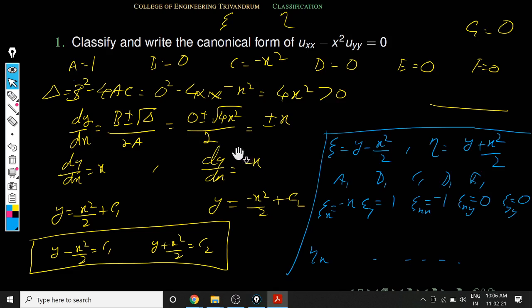You should complete this problem. Remember one thing: after simplification, everything should be in terms of psi and eta.